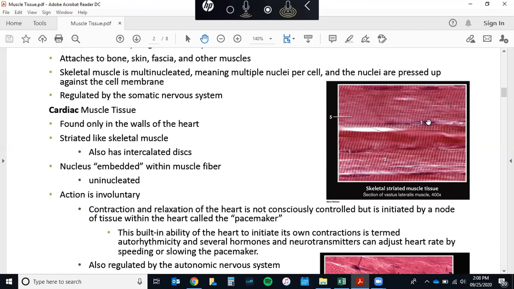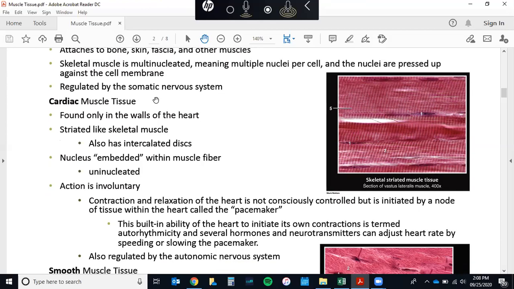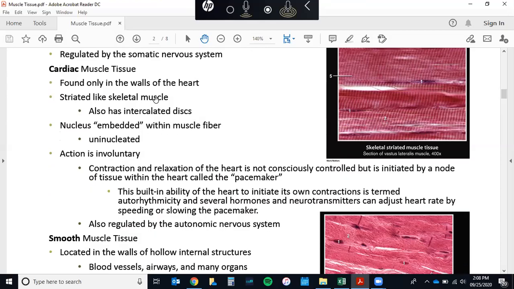If you look hard enough in this picture, you can see this flattened disc-shaped structure. That would be one nucleus. There'd probably be another one there. You can see a couple dark oval shapes there and there. There's a bunch of nuclei per cell, and the nuclei are pressed up against the cell membrane. The division of the nervous system that regulates our skeletal muscle is called the somatic nervous system, which is something that we'll talk about in a couple weeks.